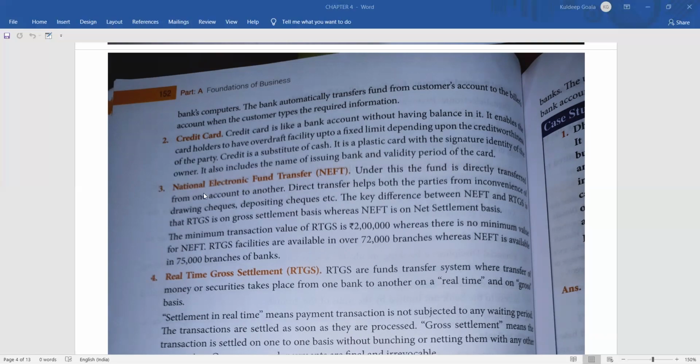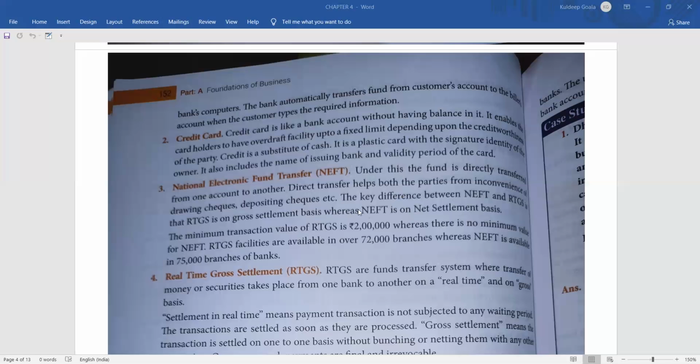Then coming to the next one, National Electronic Fund Transfer, NEFT. Under this, the fund is directly transferred from one account holder to another account holder. Okay, it will be directly transferred from your bank account to another person's bank account with the help of the internet. Clear. If you want to use this NEFT facility, you can even use it on your mobile phone also. While transferring, there will be an option for the National Electronic Fund Transfer system. Just use that, and immediately the money will be transferred.